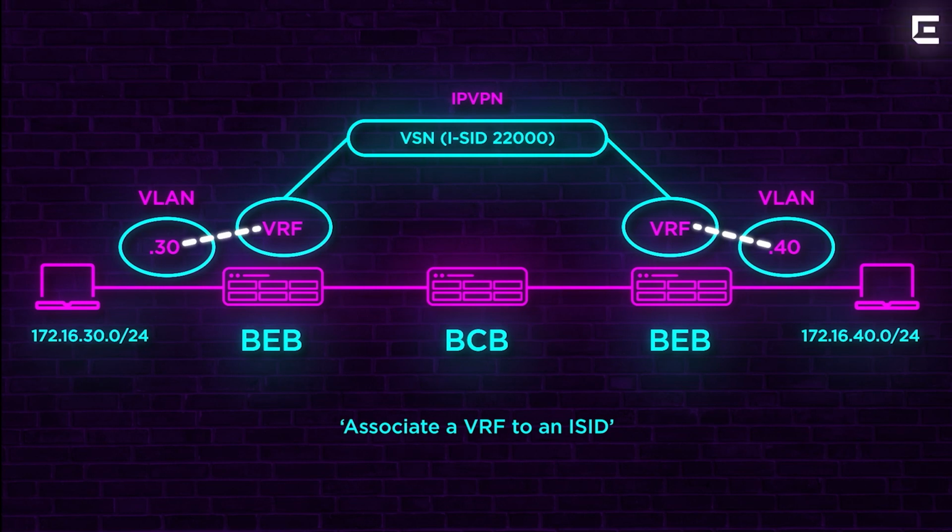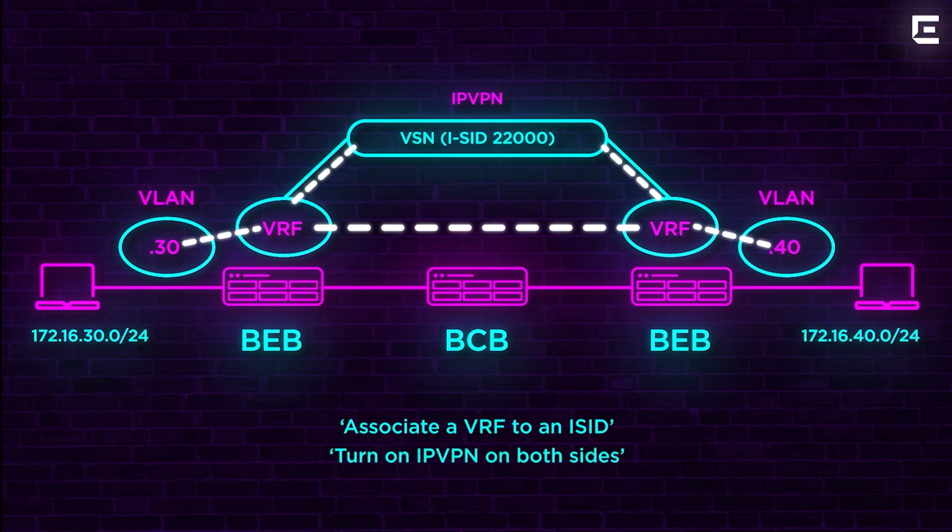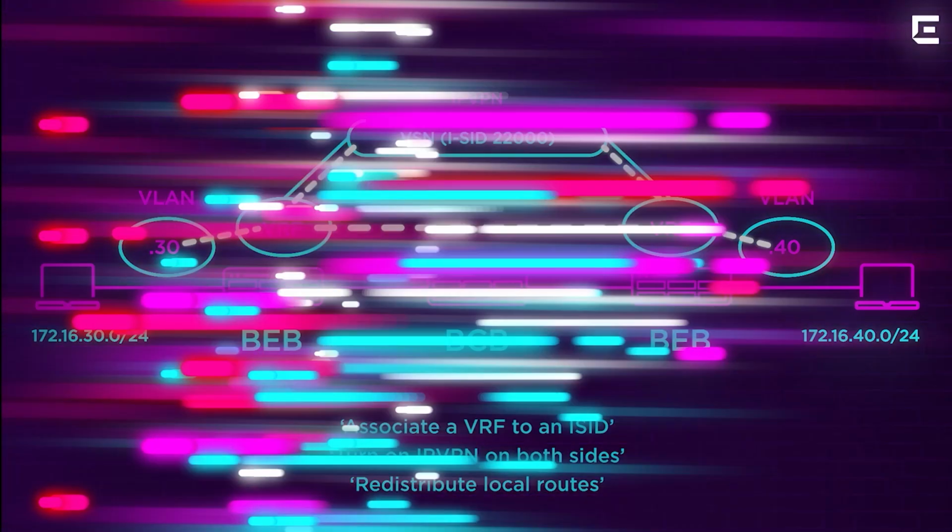The next step is to distribute the routes from one VRF onto the other VRF. And the way to do that is to create a Layer 3 VSN. So instead of associating a VLAN to an ISID, you're going to associate a VRF to an ISID. Then you turn on IPVPN, and on each BEB, this has to be done on both BEBs, you then turn on the feature redistribute local routes. So in essence, we're creating an IPVPN between VRFs for IP route redistribution.